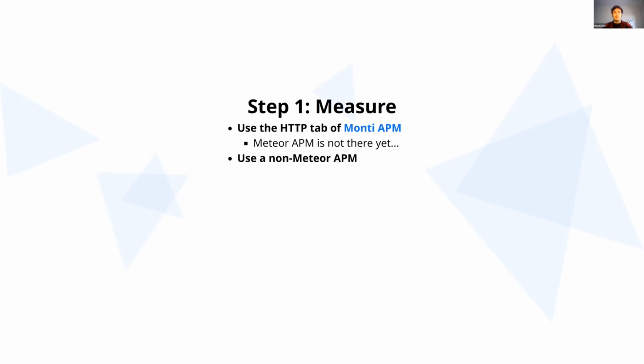But we can also use non-Meteor APM, and that's actually the point of this presentation. Meteor is a Node.js framework, and you can use all of the tooling that is out there for your technologies or for Node.js, right? So if you're using GraphQL, you can use Apollo Studio. If you are talking about Node.js only, you can use Datadog APM, maybe Elastic APM, New Relic APM, Raygun APM.